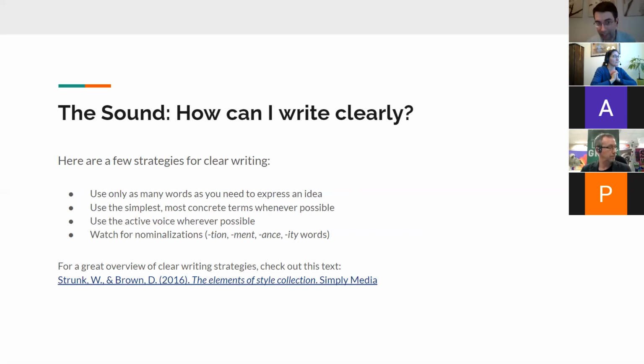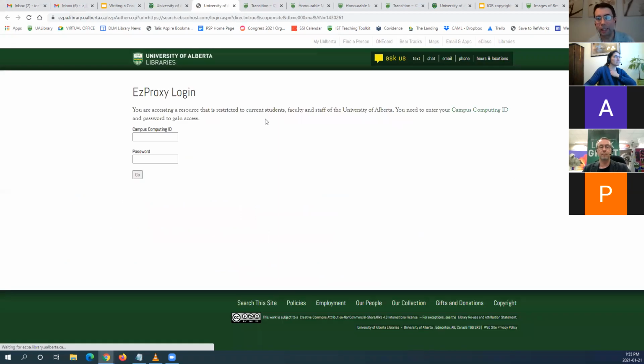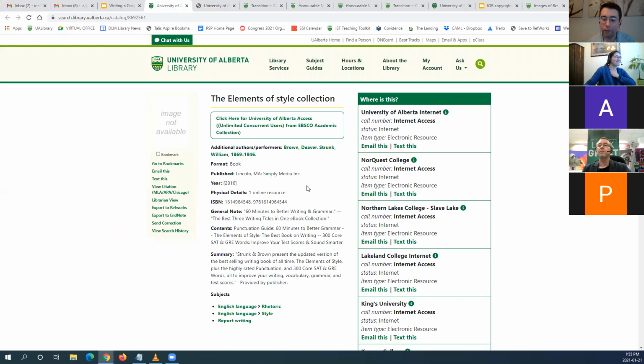Strunk and White, or it's now Strunk and Brown, The Elements of Style. Click on that link, go to the library, pull down some of the suggestions from that book, and you'll find that it's helpfully linked in there. And I think you'll find that they will draw out and they will elaborate some more of the things that I'm gonna touch on here.